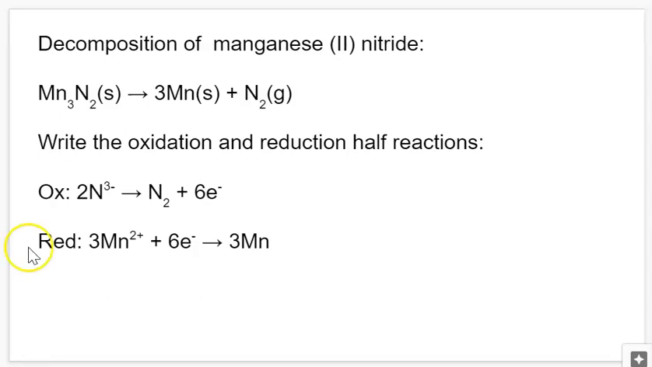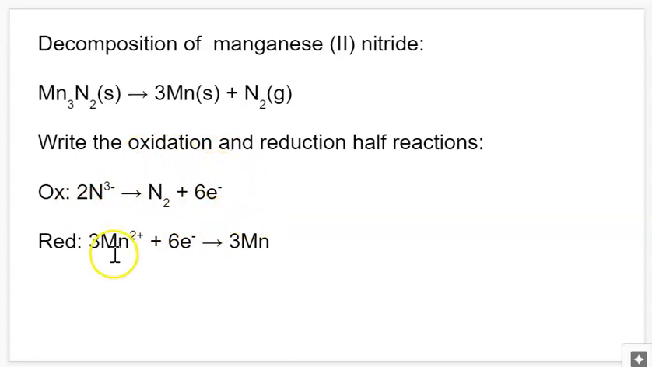So the nitrogen is going to be starting as a 3 minus charge in this, because that's the normal ionic charge of nitrogen, and it's going to be ending at 0. So each nitrogen is starting at 3 minus and then becoming 0, which means that each nitrogen is giving up 3 electrons. And since this is happening twice, that is 6 total electrons being given up by nitrogen.